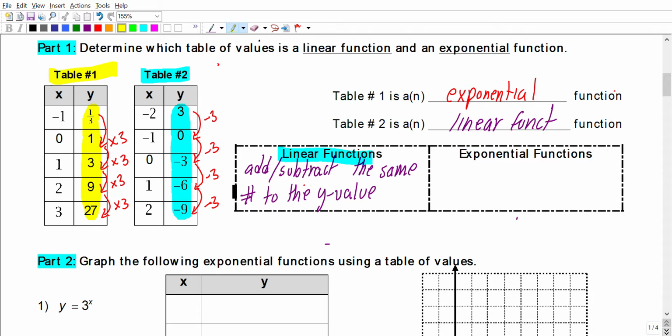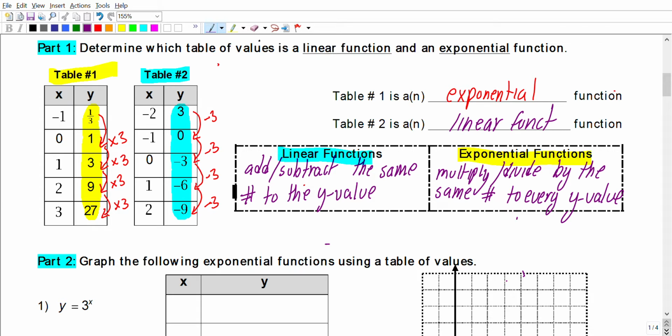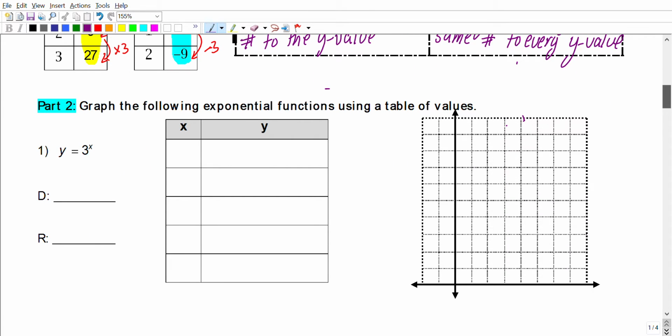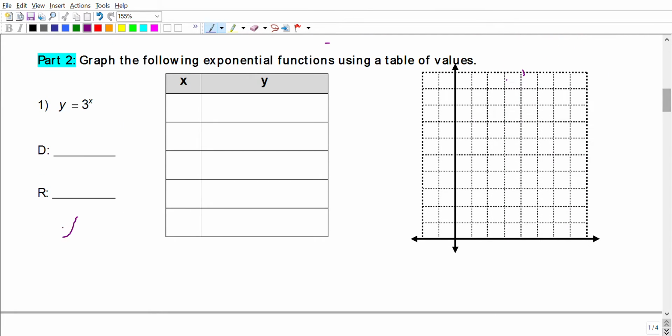Now my table 1 will actually be our exponential function. And what happens there? Well, we multiply or divide by the same number each time, by the same number to every y. Okay? So linears, we're adding and subtracting the same number. Exponential, we are multiplying or dividing the same number. So let's see how that's applicable here in our first practice problem.